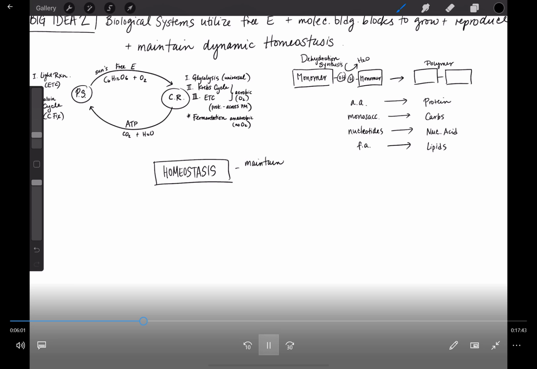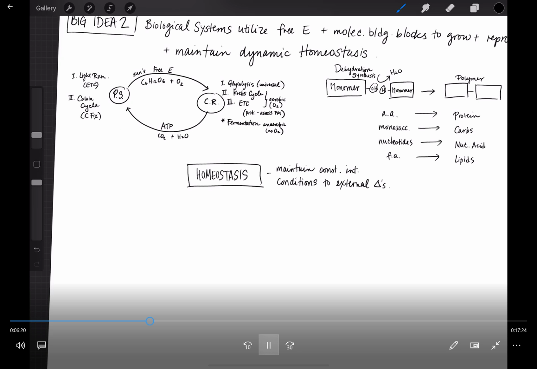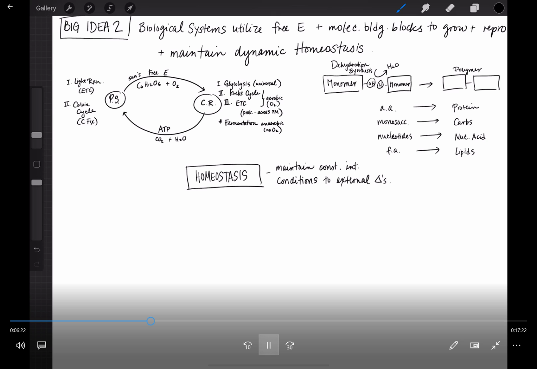Okay, so you should all remember that homeostasis is a process that maintains constant internal conditions. So even though the external environment changes, it's really important to maintain constant internal conditions for either the cell or the organism, because a lot of chemical processes depend on maintaining those constant conditions.